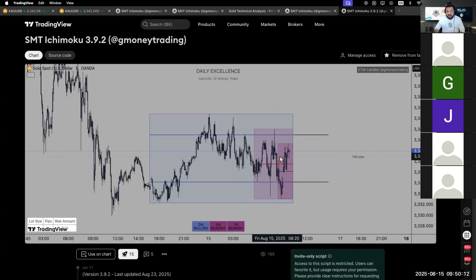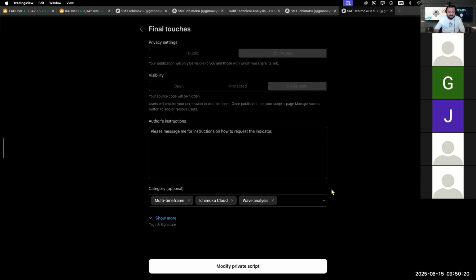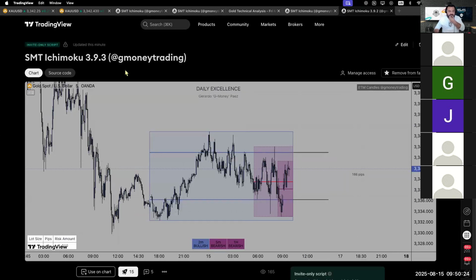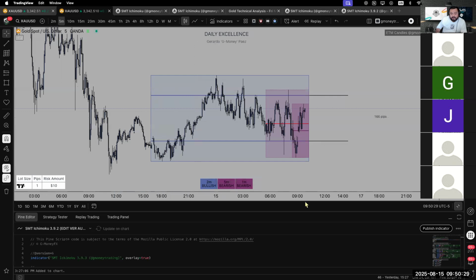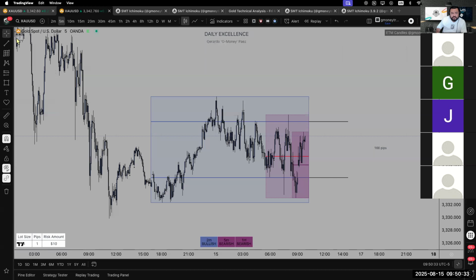All right, guys. So let me go ahead and update this as well. 3.93. Continue. Modify script. Perfect. Okay, so 3.93 is now in effect. Go ahead and remove it from your indicator section, or just re-add. I don't know. It'll give you the thing there, but yeah, go ahead and do that.